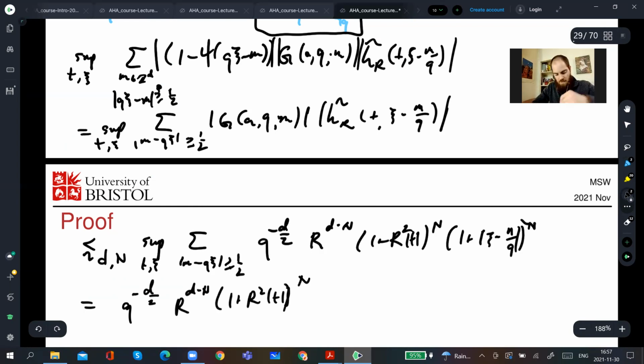It's a lot of fun to watch people crush through some inequalities, right? And then, right, that's the supremum over t and c times a sum.